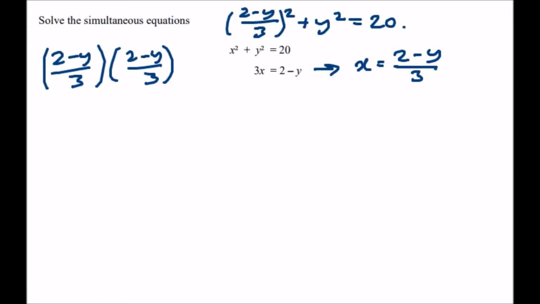And remember, you can see the top half as double brackets. So you just multiply 2 minus y by 2 minus y using the FOIL method. As for the bottom, it's just head-on: 3 times 3 is 9. So let's have a go.